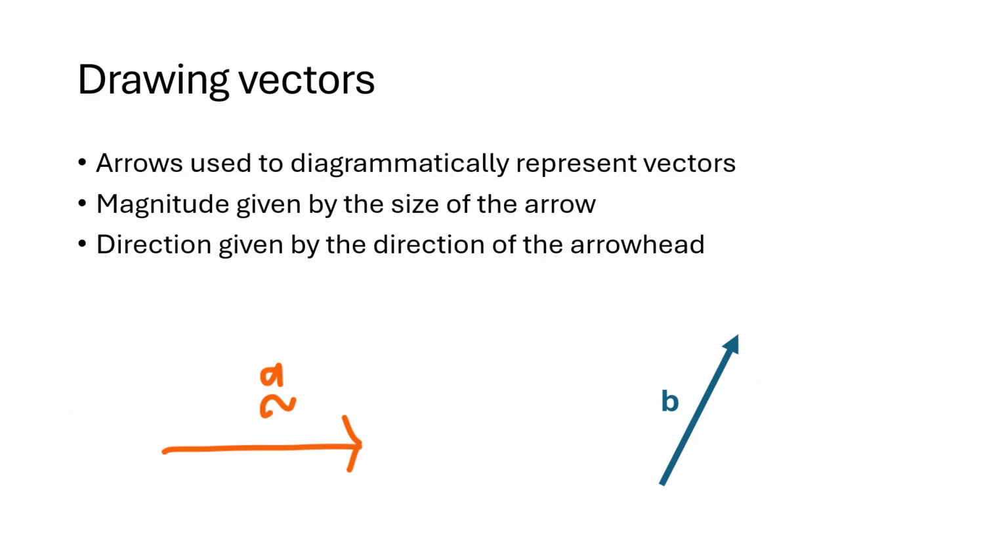So just a quick recap first, we can use arrows to diagrammatically represent vectors. Their magnitude is given by the length of the arrow and the direction by the direction of the arrowhead.